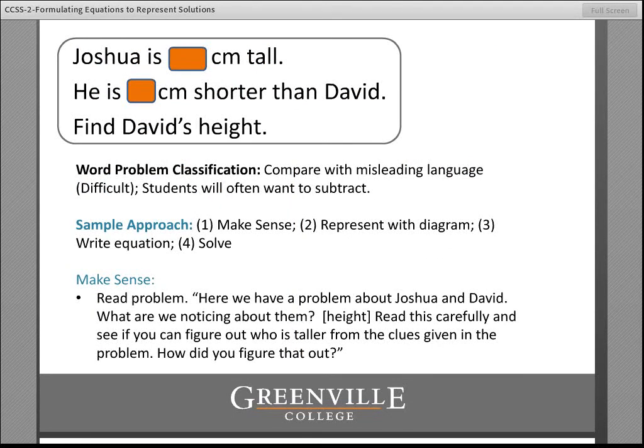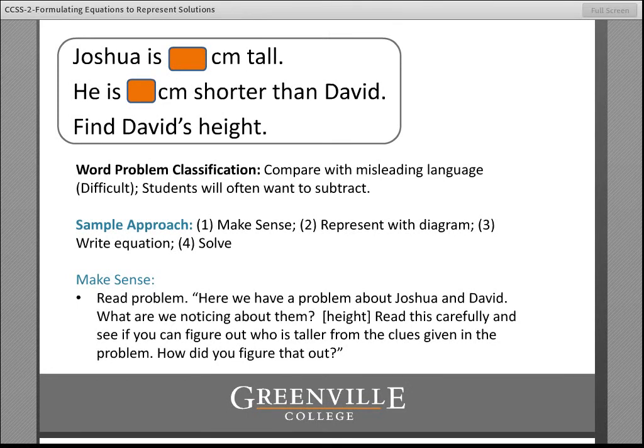Now we're going to take a look at how to use the diagrams and our knowledge of equations and how that can be applied to hard second grade problems. The problem you see here is considered difficult because the language of shorter would tend to imply subtraction, but actually it's solved with addition. Notice how our use of models as we work through this will make that obvious to children. We're going to approach this with 4 steps.